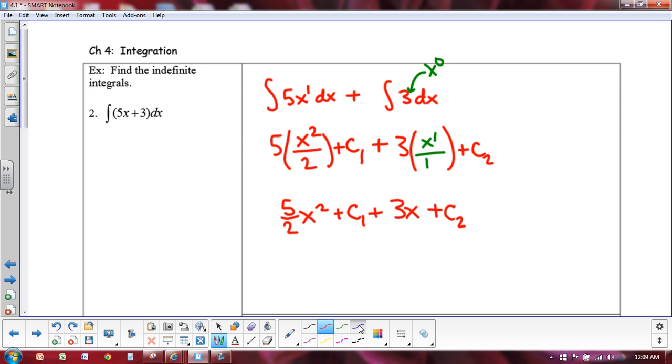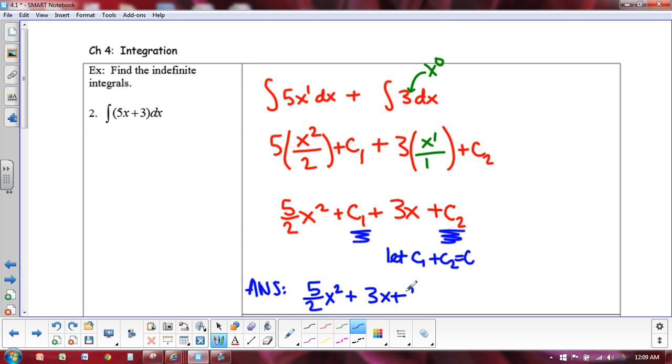Then what we're going to do, those are both constants and we don't know what they are, but one constant, one number, plus another constant makes yet a third constant. So we're going to let c1 plus c2 just equal our capital C. So our answer is going to be 5/2 x squared plus 3x plus C.